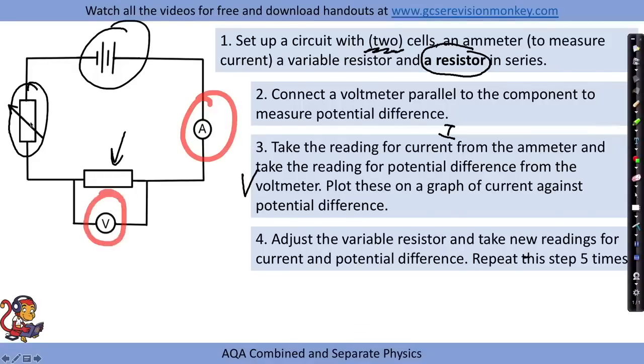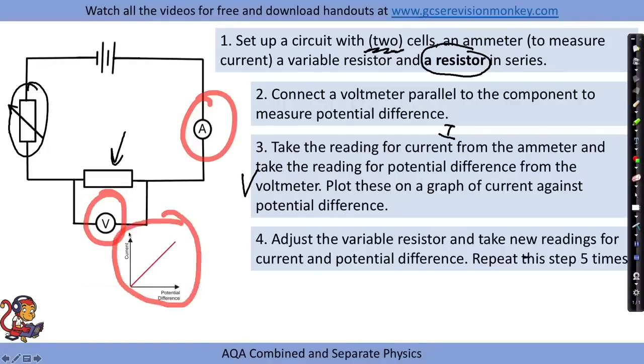If we didn't have that, we'd just get one reading from each and we would be stuck. So this gives us a wide range of readings. Up to this point, we would have been able to draw this part of the graph, whereby we've taken readings for current and potential difference, and we've plotted them and drawn a line of best fit.